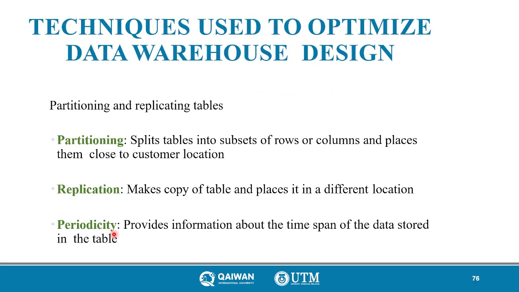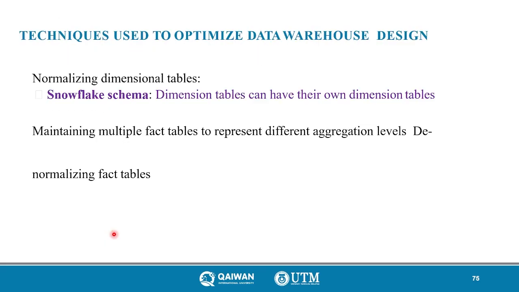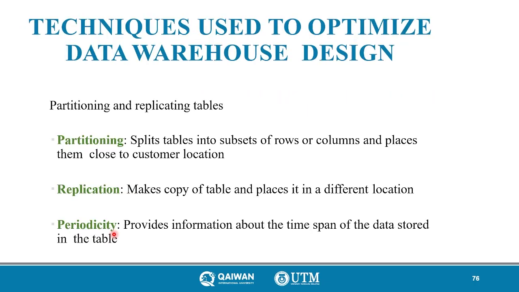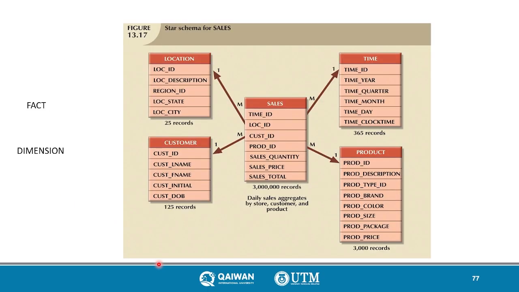Now, techniques used to optimize data warehouse would be partitioning, replication, periodicity, and snowflake schema, which is also another schema for normalized dimensional tables. Now, for partitioning and replicating tables, partitioning is splitting a table into subsets of rows or columns and placing them close to the customer location. Replication is making different copies of a table and placing them in different locations. Periodicity provides information about the time span of data stored in a table.